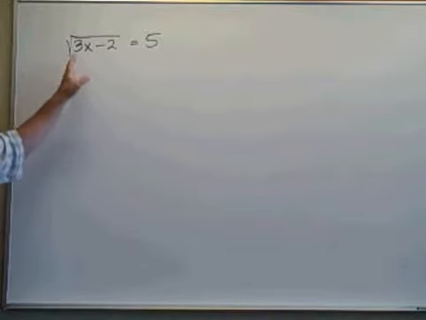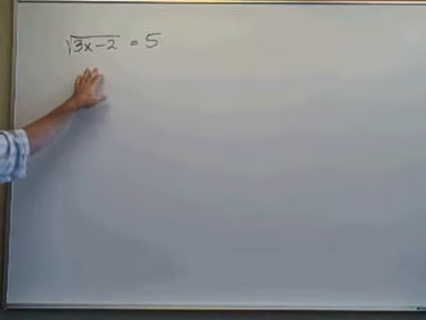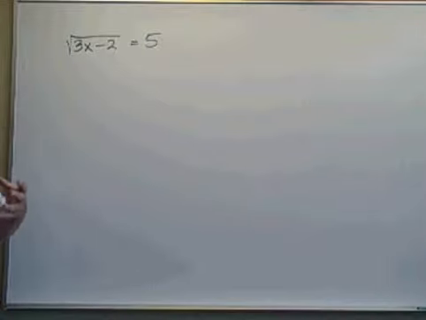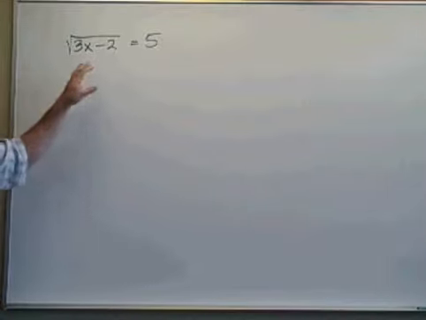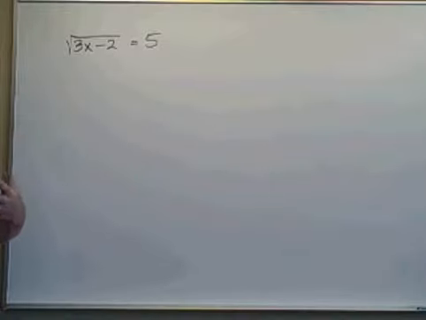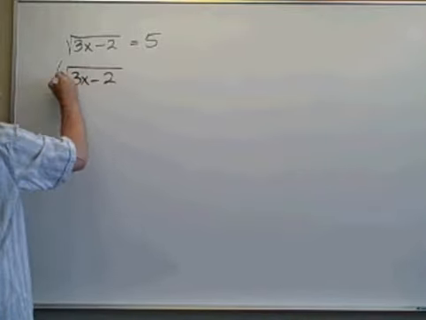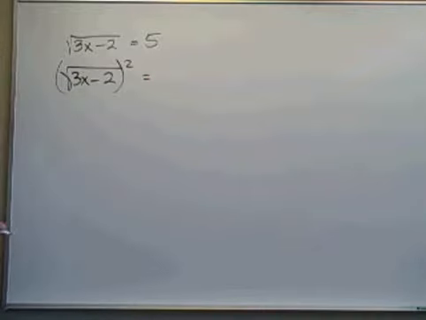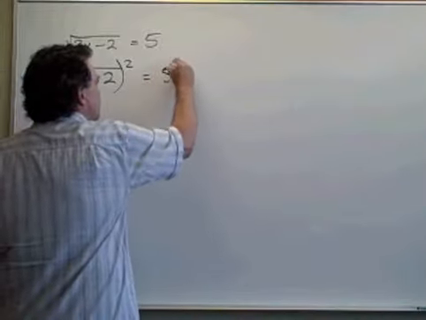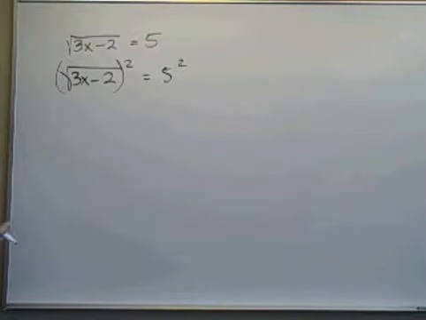Then what you want to do is raise the radical expression to a power that will undo the root. Since this is the square root, the power that would undo the square root would be the second power. So in this case, I want to square that radical expression. But of course, if I square one side of an equation, I have to square the other side of the equation to keep my equation balanced.